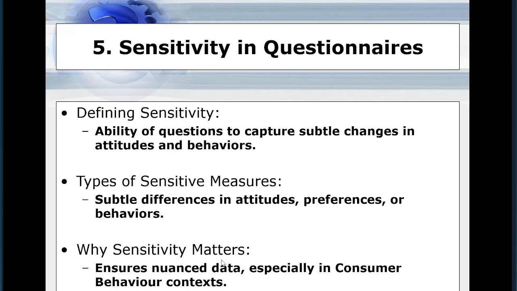This means designing questions that can identify small but meaningful changes, helping uncover deeper insights into consumer attitudes. For instance, a question on brand preference could range from strongly prefer to neutral to prefer competitor, detecting slight preference results.